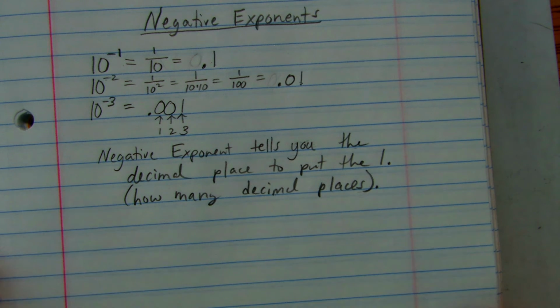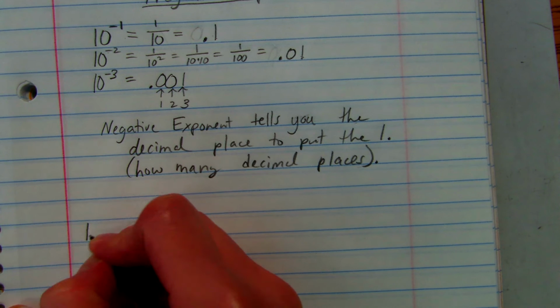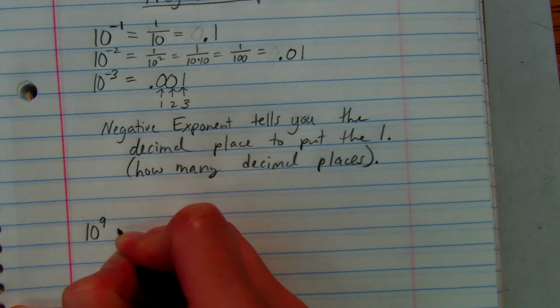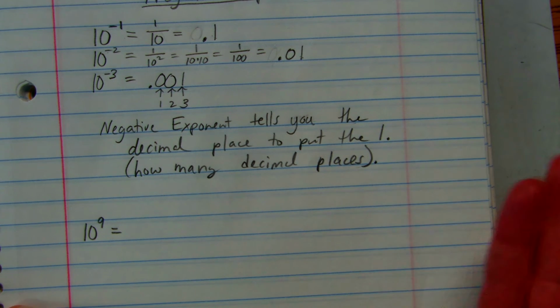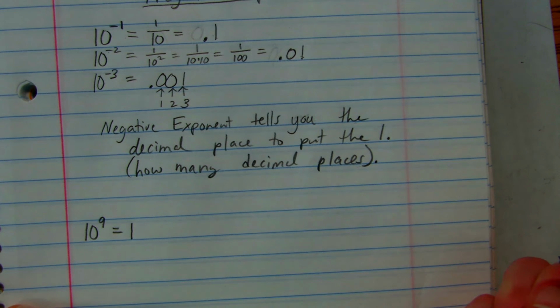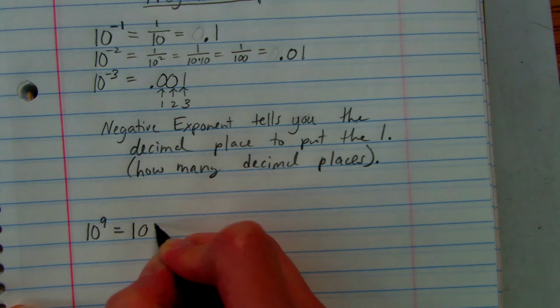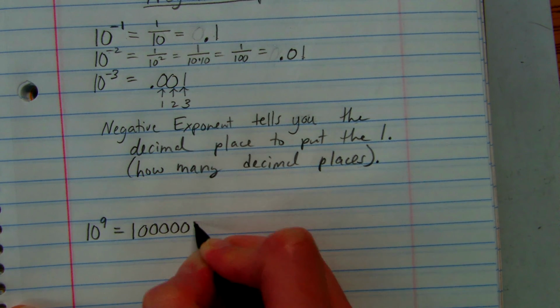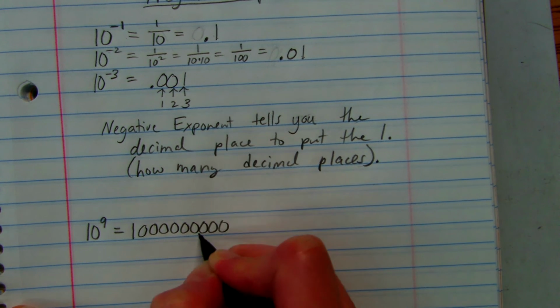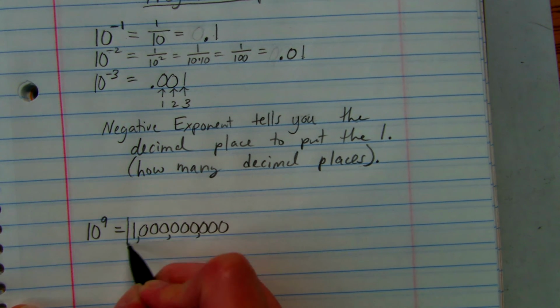Okay, so we're going to do a couple of examples down here. So if I have 10 to the 9th, that's a positive exponent. So tell me what to do. I'm going to put the 1 down. And then you put 9 zeros. 1, 2, 3, 4, 5, 6, 7, 8, 9. So I'm going to end up with 1 billion.